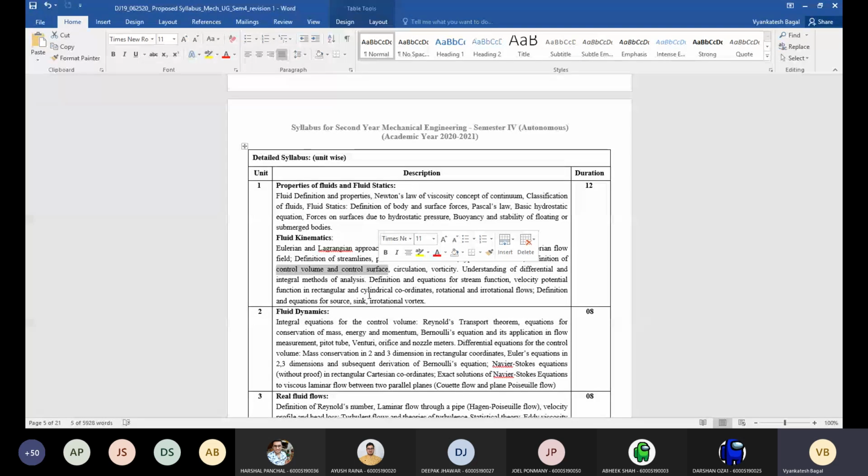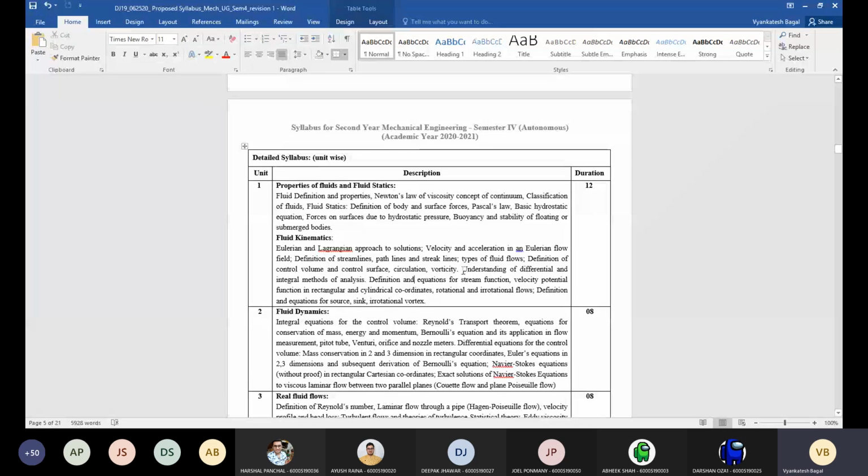Then beyond this, we'll introduce a few more concepts like circulation. These are typically related to fluids in motion, fluid kinematics. Circulation, vorticity, meaning the rotational effect of the fluids. These are definitions and their effects we will study.